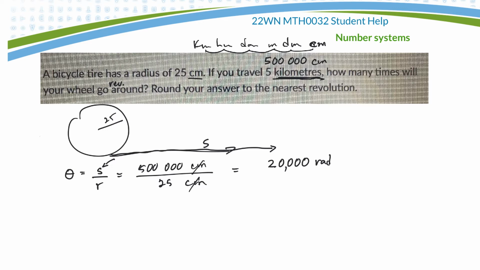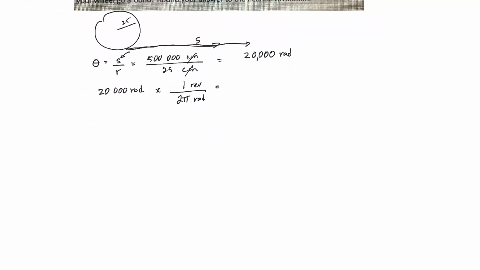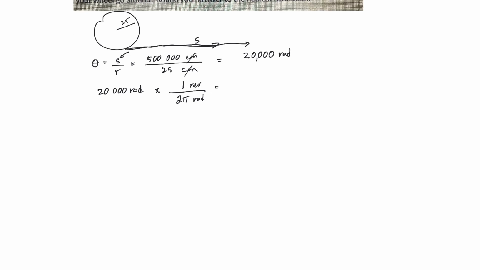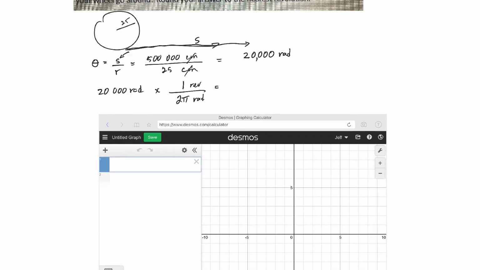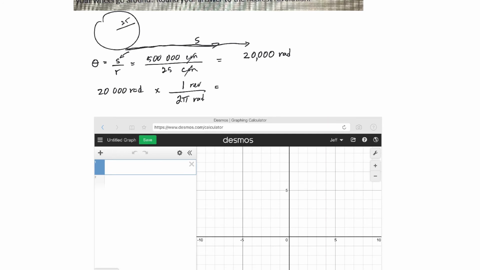If I want to know how many revolutions that is, I can do that unit conversion. So 20,000 radians times 2 pi radians are the same as 1 revolution. Okay, so that'll give me revolutions. Let's do that on decimals here. Okay, so I need to go. Let me do that first one just to make sure I was right.